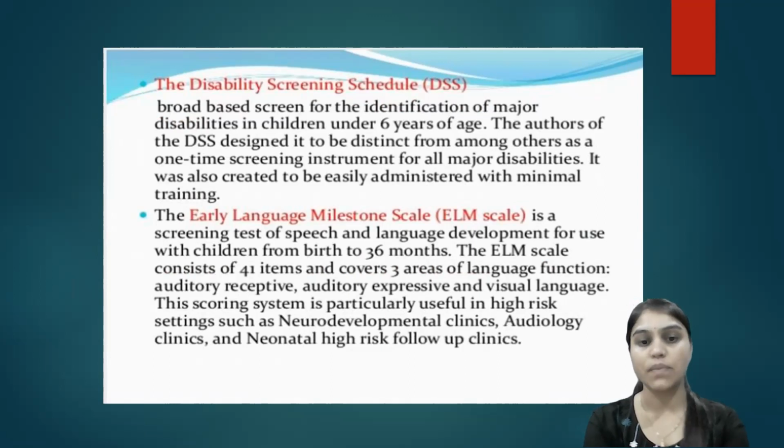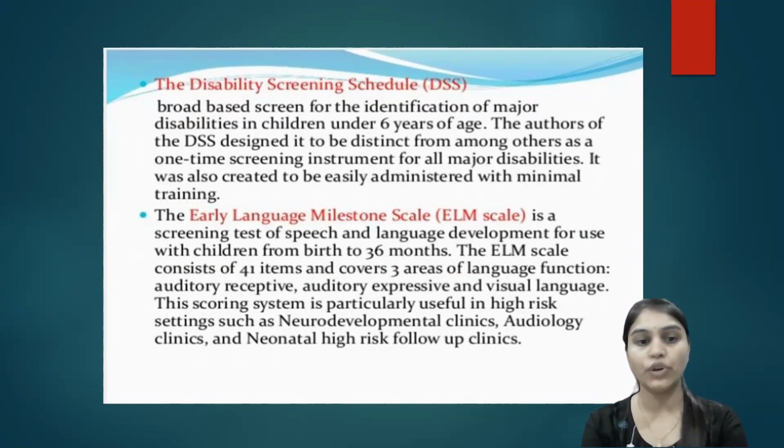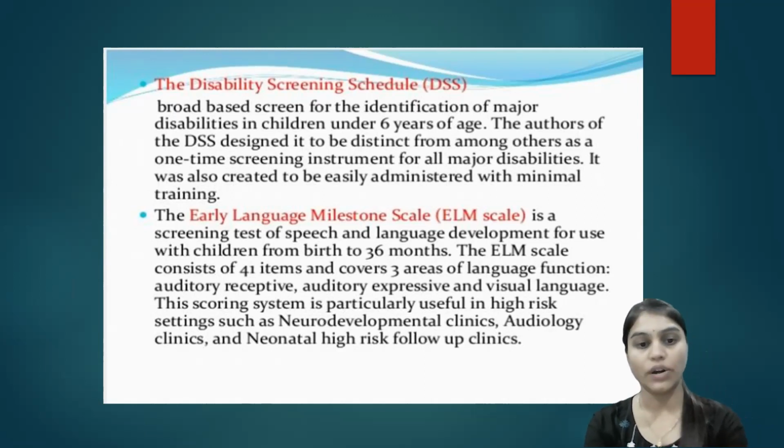The Early Language Milestone scale, ELM scale, is a screening test of speech and language development for use with children from birth to 36 months. The ELM scale consists of 41 items and covers 3 areas of language function: auditory receptive, auditory expressive, and visual language. This scoring system is particularly useful in high-risk settings such as neurodevelopmental clinics, audiology clinics, and neonatal high-risk follow-up clinics.